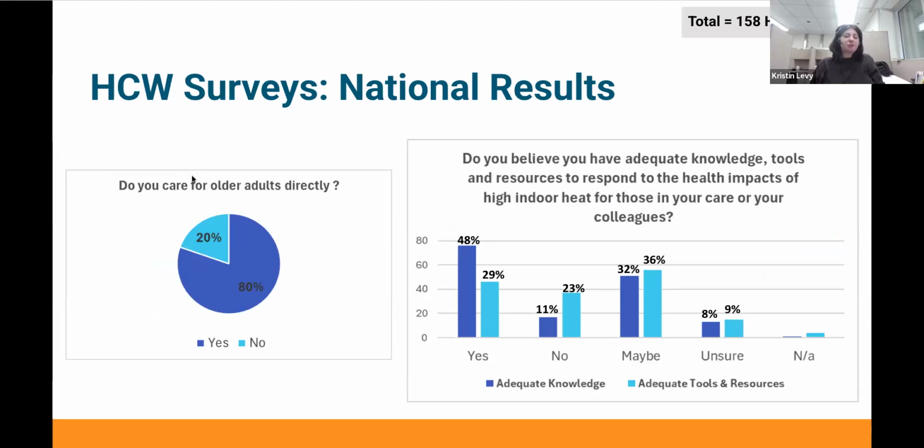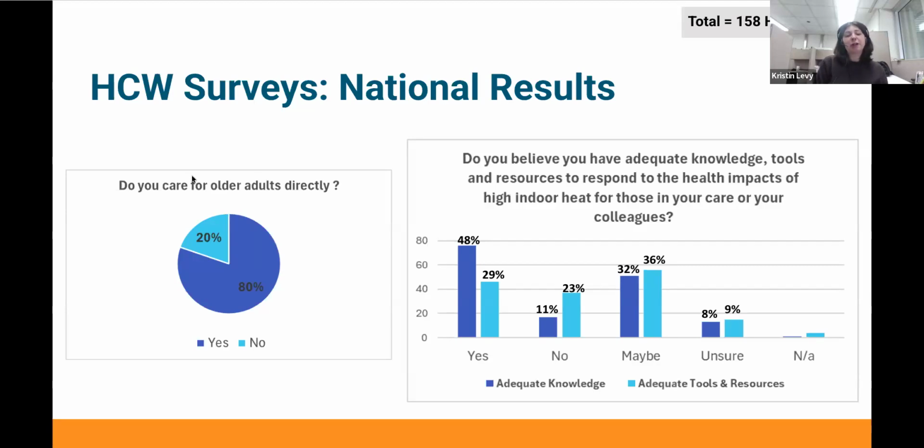So another question we wanted to know was how many of these professionals were working directly with older adults, and that was 80%. So we had a pretty good response from folks who have experience working directly with older individuals.